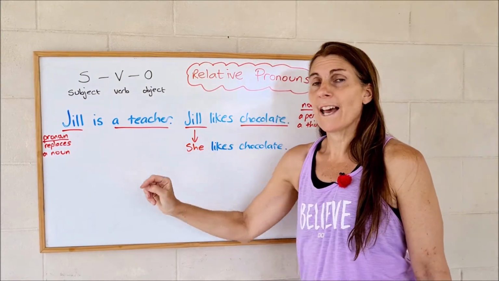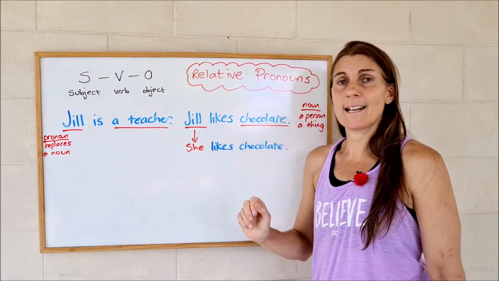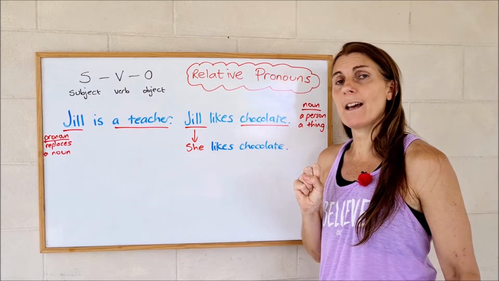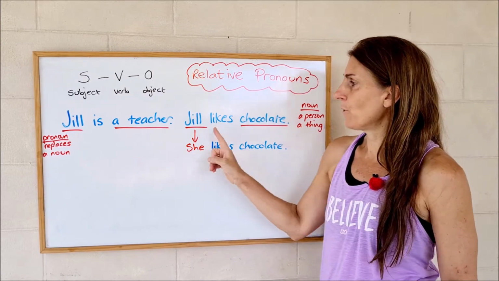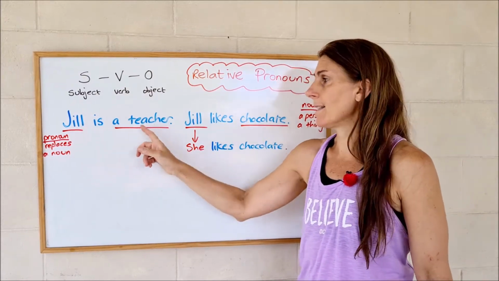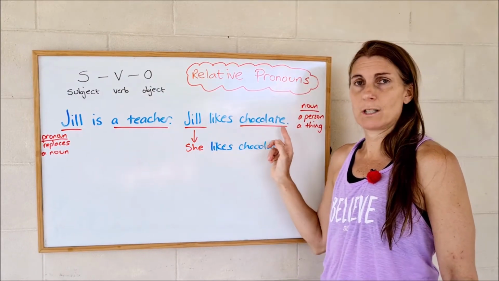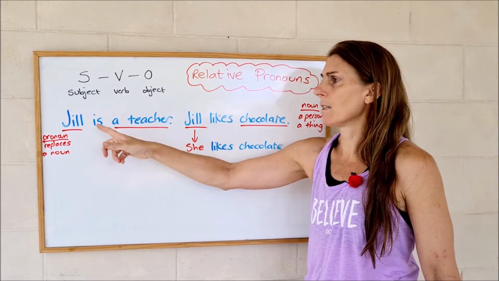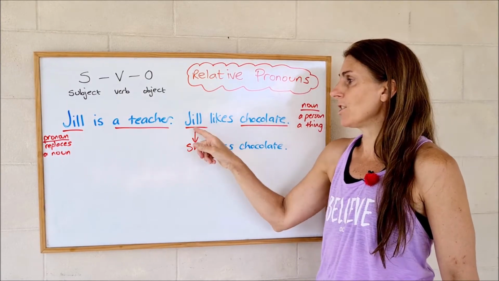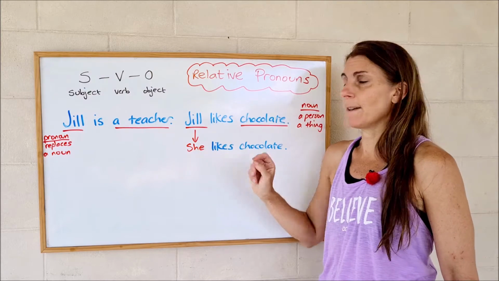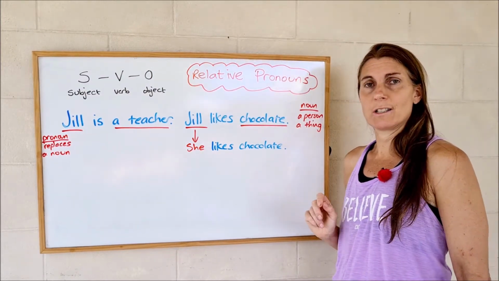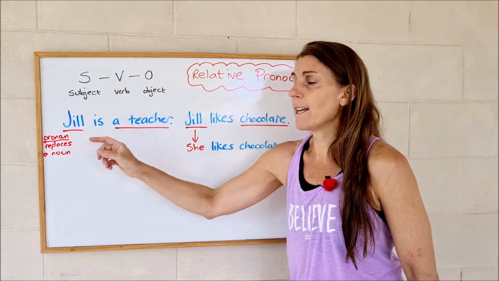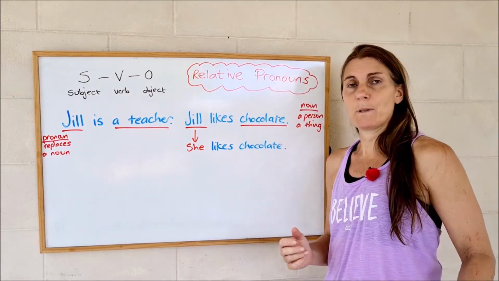So a pronoun replaces a noun. So you can take the noun out and put in a pronoun. So for example here, we've said Jill is a teacher, Jill likes chocolate. So rather than repeat Jill, Jill, we might change this to a pronoun, she. So Jill is a teacher, she likes chocolate. So a pronoun is simply a replacement for a noun.